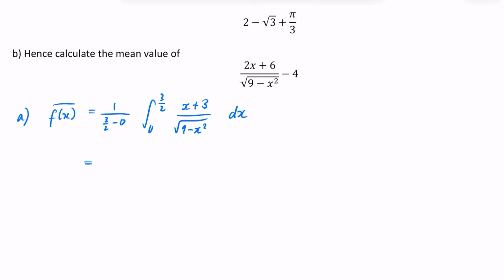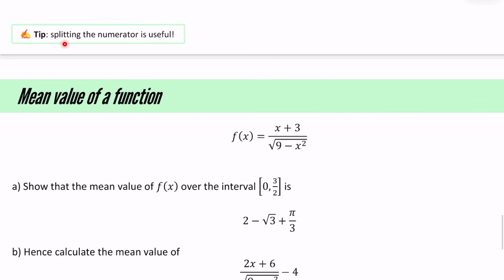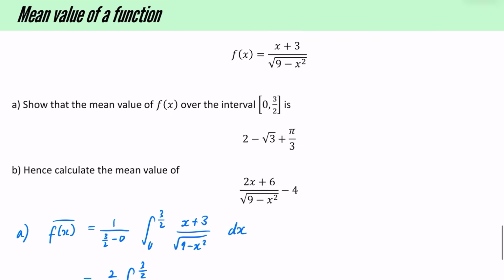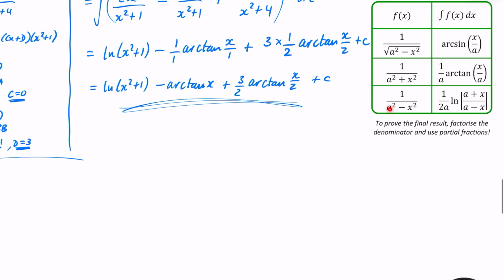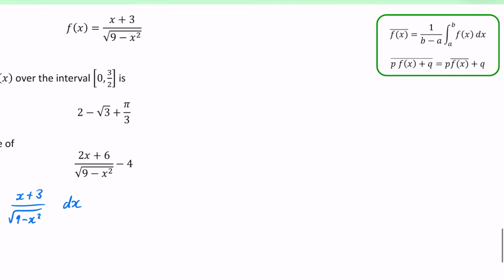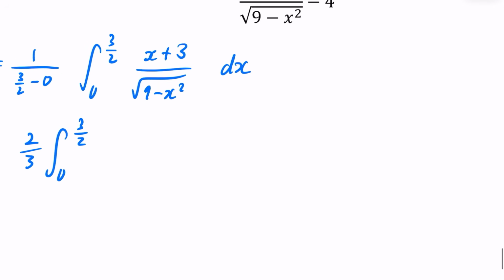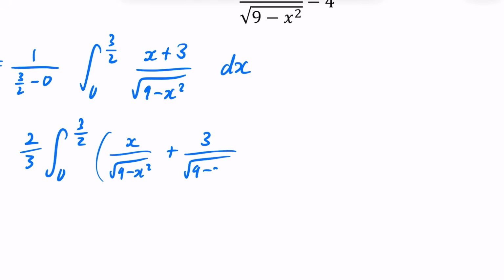So we have 1 over 3 over 2, which is 2 over 3. We're integrating between 0 and 3 over 2. I've said this same thing is going to be coming up quite a lot. We're going to split the numerator because as it currently stands, this does not look like either of these things that we've got here. So we need to split it up into different pieces. When I split the numerator, I'm going to have x over the square root of 9 minus x squared plus 3 over the square root of 9 minus x squared dx.